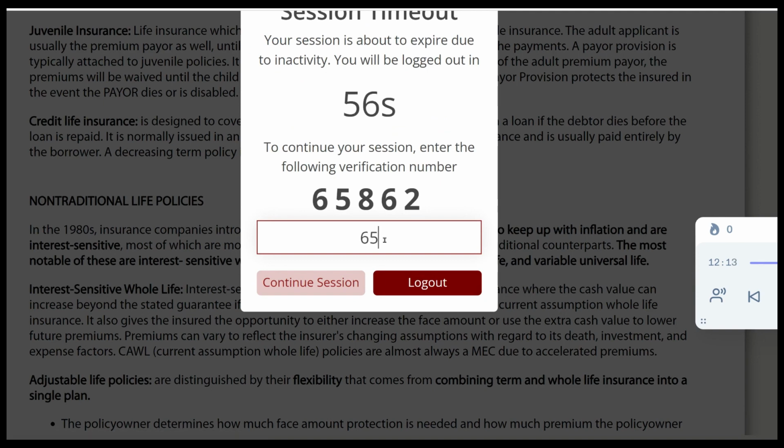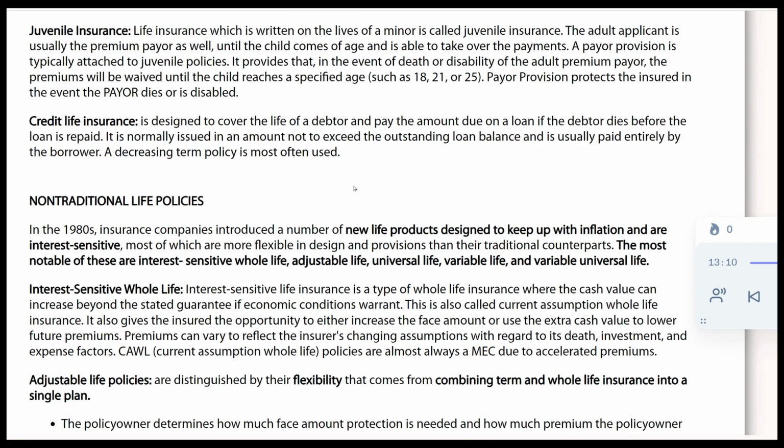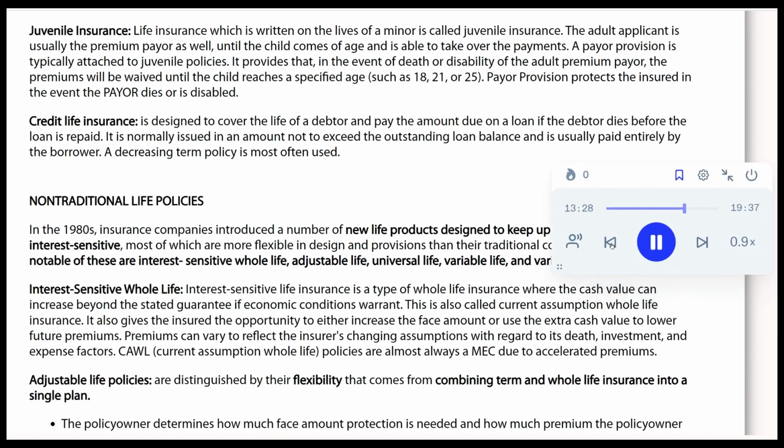Credit life insurance is designed to cover the life of a debtor and pay current assumption whole life. Policies are almost always a MEC due to accelerated premiums. Adjustable life policies are distinguished by their flexibility that comes from combining term and whole life insurance into a single plan. The policy owner determines how much face amount protection is needed and how much premium the policy owner wants.